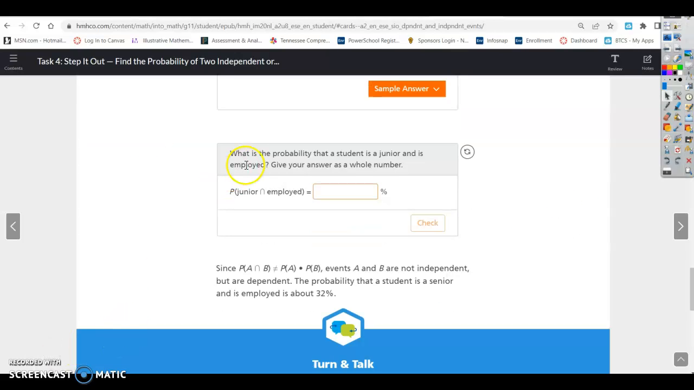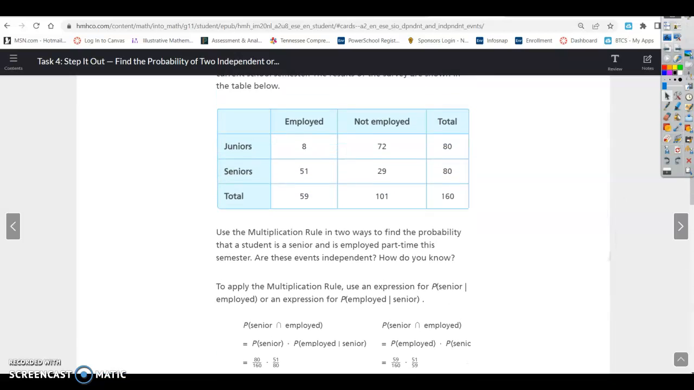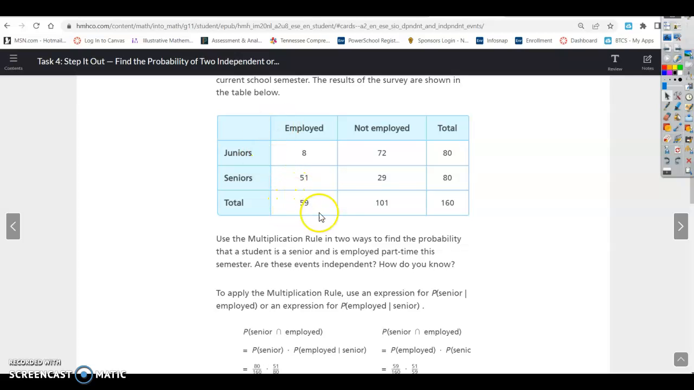Okay, so what we're trying to do is find the probability that a student is a junior and is employed. So let's first find the number that is employed. Okay, so the number employed is 59 out of 160. So let's take that number and write it down. And then we need to know the number that are juniors and employed. So juniors and employed is 8 out of 59.